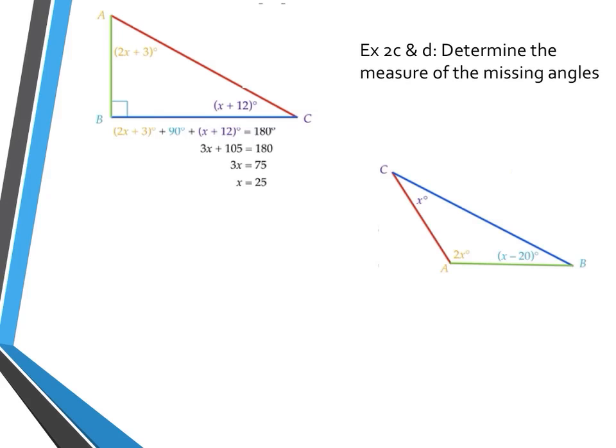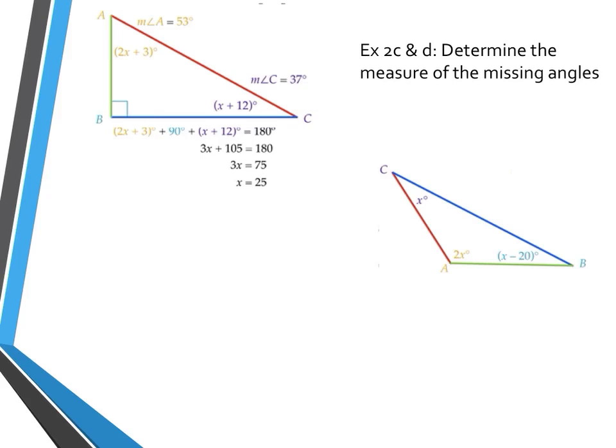And then we can plug in the x equaling 25 into each of our expressions to find out the angle measures. So when we plug in x is 25 for angle A, we get 2 times 25, which is 50. 50 plus 3 is 53. And then we can substitute 25 for x on angle C, so 25 plus 12 results in the measure of angle C being 37 degrees.